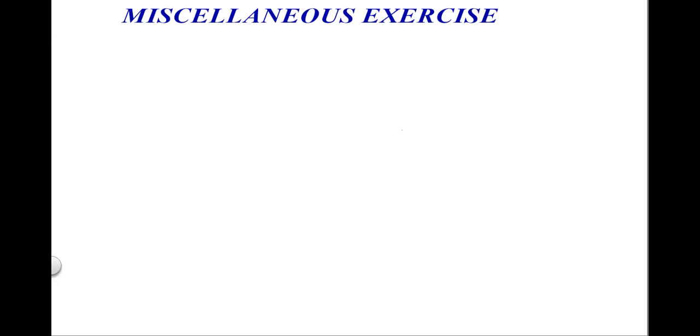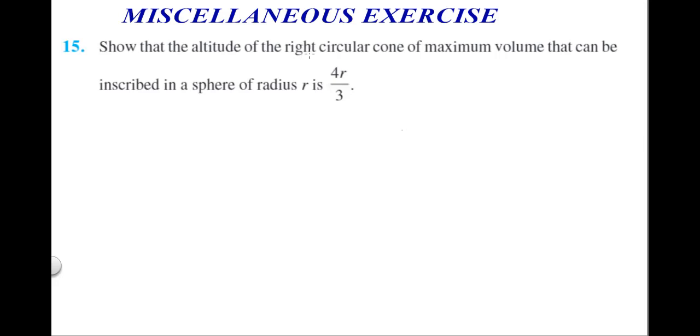Okay. And one more question, number 15. Show that the altitude of the right circular cone of maximum volume is 4r/3. The volume of the cone is 1/3 pi r square h, and this is to be maximized. The cone is inscribed in a sphere of radius r. The radius of the sphere is given; this you have to use. We have already done a question in which the cone was inscribed in a sphere and we had to prove something. So definitely you can go for this and prove it.